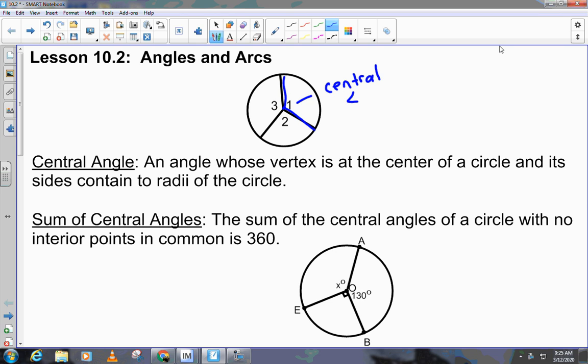If you were to add up all the central angles in a circle, none that overlap, it's always going to be equal to 360 degrees. Okay, so if I took the measure of angle 1 plus the measure of angle 2 plus the measure of angle 3, it will equal 360 degrees.